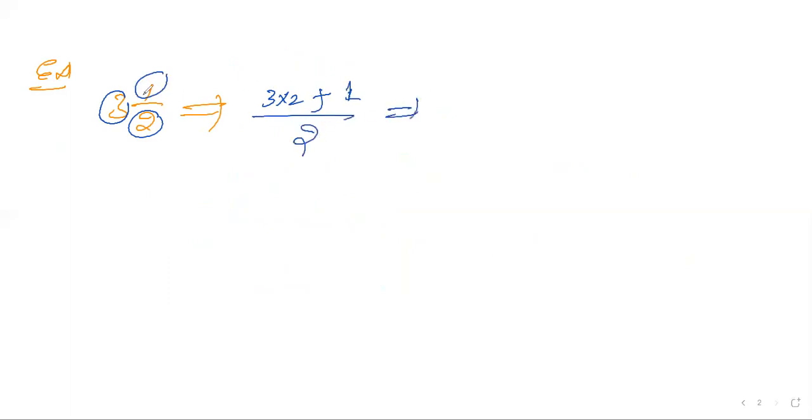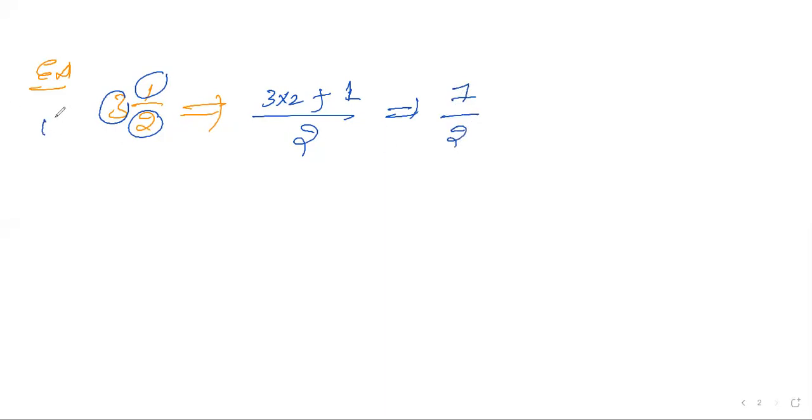Example, I am taking 3 1 by 2. How to convert this? It's very simple. First, you multiply the 3 by this 2, and then add the 1. 3 twos are 6, plus 1, it is 7 by 2.